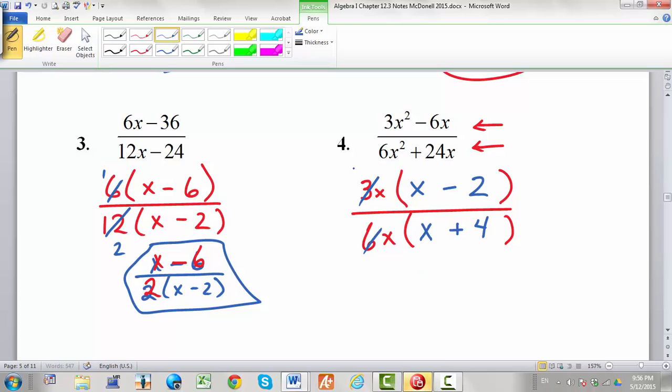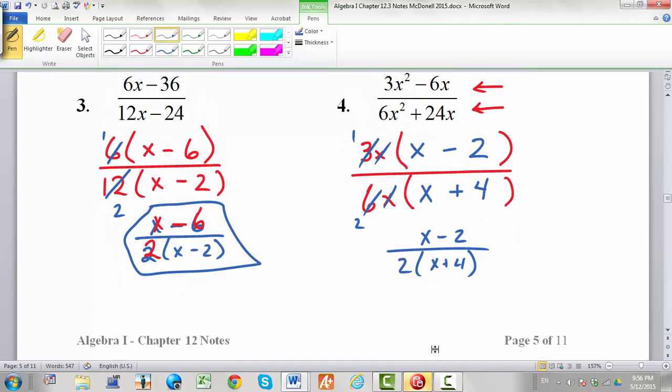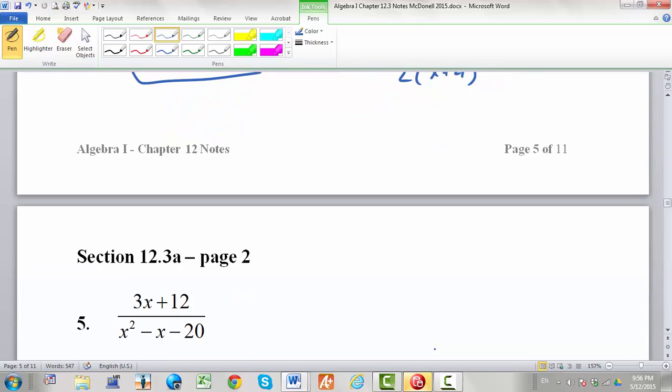The 3 and the 6 cancel to a 1 and a 2. The x's cancel, and that's it. So we're left with x minus 2 over 2 parentheses x plus 4. So in each of these first 4 problems, we've had situations where we're talking about GCFs canceling with other things that are multiplied together. Let's flip the page and look at page 2.